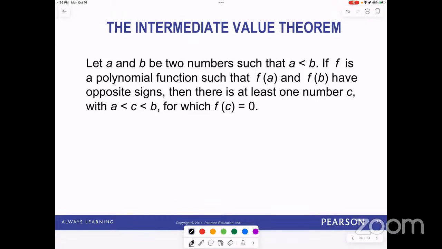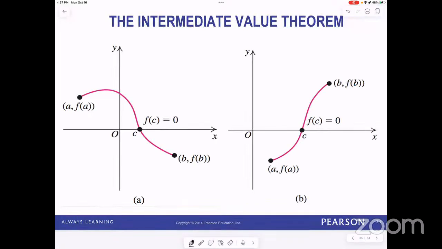So if we consider two different x values where A is strictly less than B, and f of A and f of B have opposite signs, that means somewhere between those x values, our function has to cross the x-axis in order to change signs, right? So we have a pictorial representation here. So notice our f of A is positive, our f of B is negative. So there's a C between, here's our A, and here's our B, right?